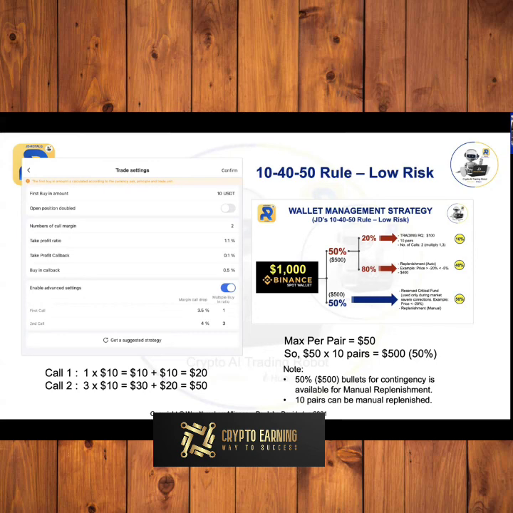Can you understand me? So this is basically the first wallet management strategy, which is the low risk.